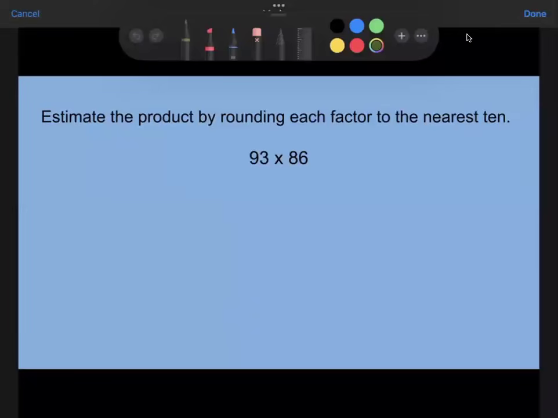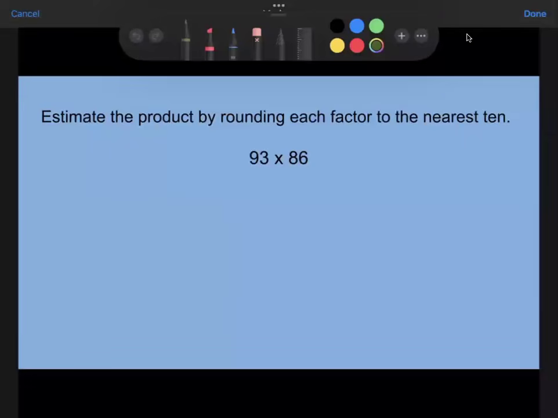So we're going to use our previous knowledge of rounding and our previous knowledge of multiplying numbers ending in zeros in order to estimate this product. So if you're not sure what I'm talking about, go ahead and check out some of my previous videos about rounding and also about multiplying numbers ending in zeros. And that'll help you out before we start this.